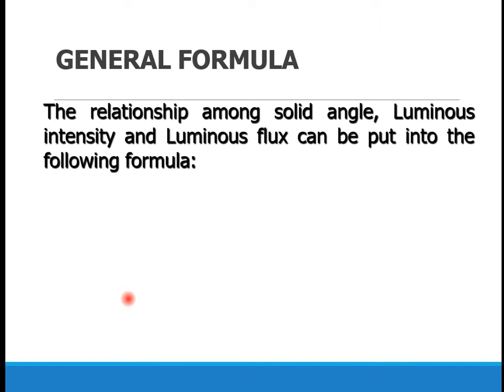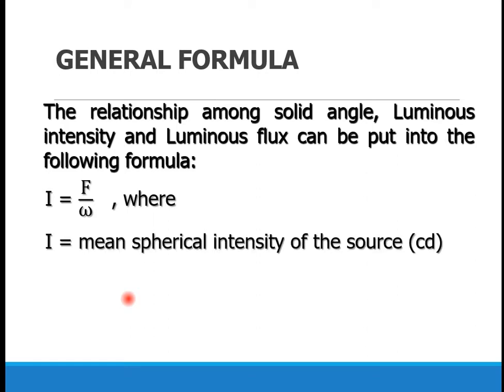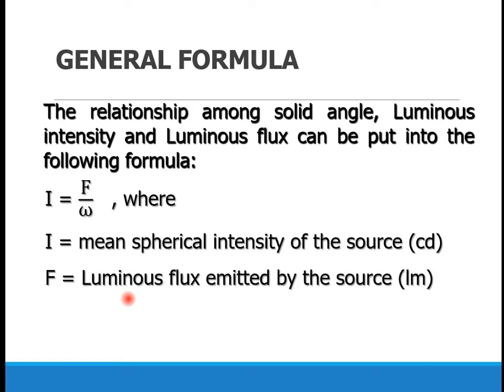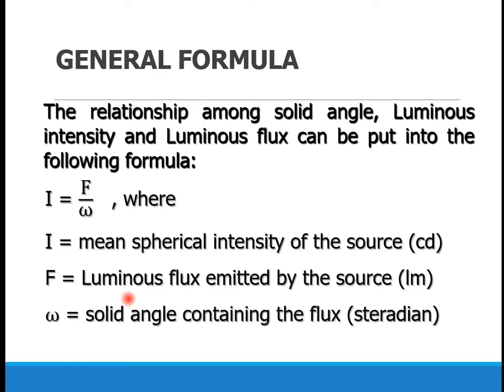And so we can come up with the general formula that relates the terminology that we have discussed. We have discussed the solid angle, the luminous intensity, and the luminous flux. This can be put into one general formula: I is equal to F over omega, where I is the mean spherical intensity of the light source in candelas, F is the luminous flux emitted by the light source, and omega is the solid angle containing the flux, in steradians.